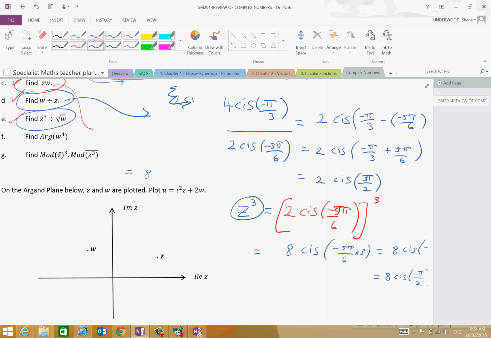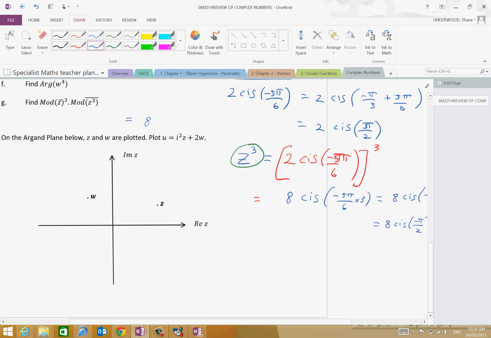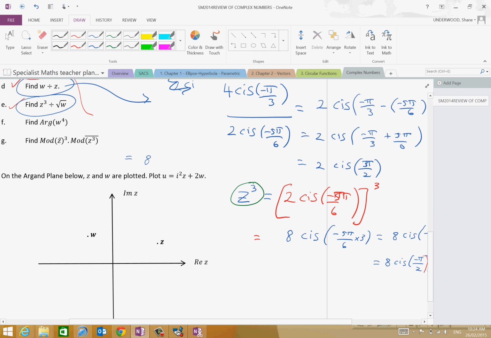Yes? I just want to say with the part before, sorry. Yeah. So, with the pi on 2, could you just simplify that to just i? Yes, absolutely. I've left it in polar, but you guys know how to convert to Cartesian now. But yes, you're right. 8 cis of minus pi on 2.